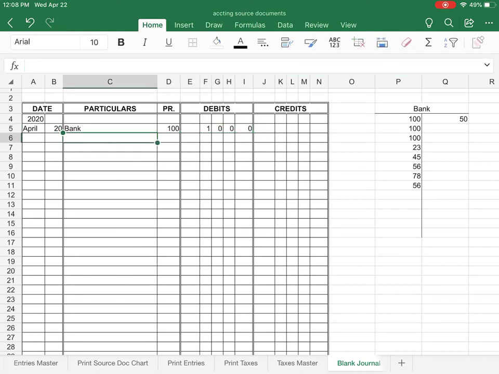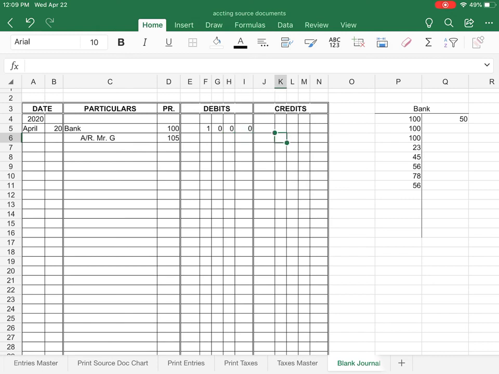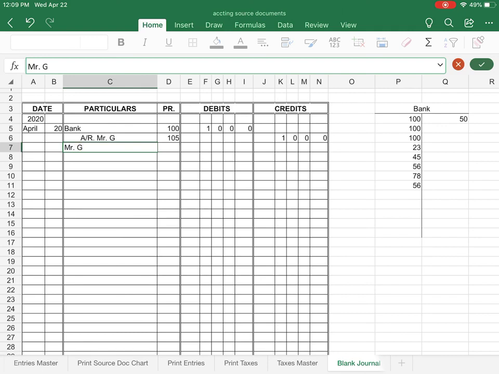Now I come down here and I go to the next line, and I'm going to put in my credit. In this case, I'm going to be putting in accounts receivable, Mr. G. And if I look at that, we'll give that the account number 105, and then we go into the credit side and we put that in. And then for descriptions, we need to put a description at the bottom: Mr. G paid the amount owing to the company.